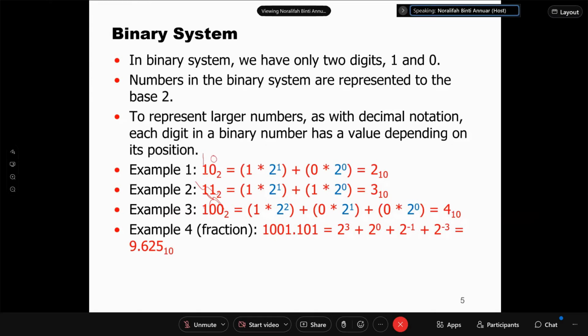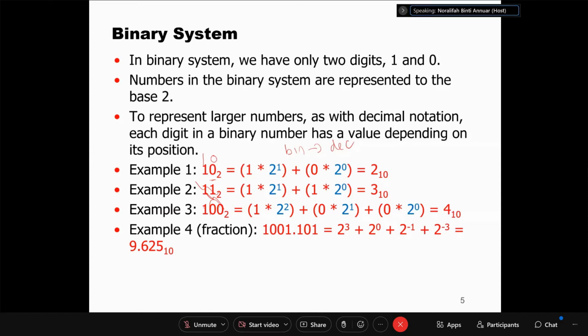So, 1 multiplied by 2 to the power of 1 plus 0. What is position? 0. To the power of 0. Then you get 2 in decimal. Now this is how you convert binary to decimal. Sebab binary kan 1010.